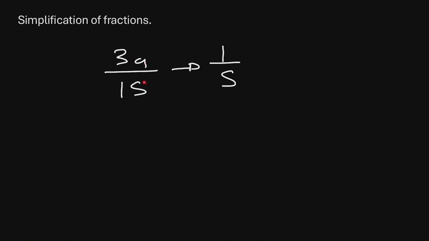At the top, we have the variable, which is a. But at the bottom, we don't have any variable. So that means our answer is just going to be like that. If you have 1a, remember you can write 1a as a over 5. So that is how you would simplify this fraction.